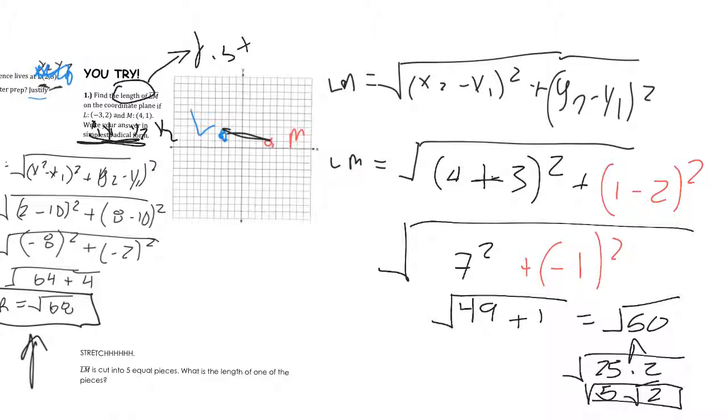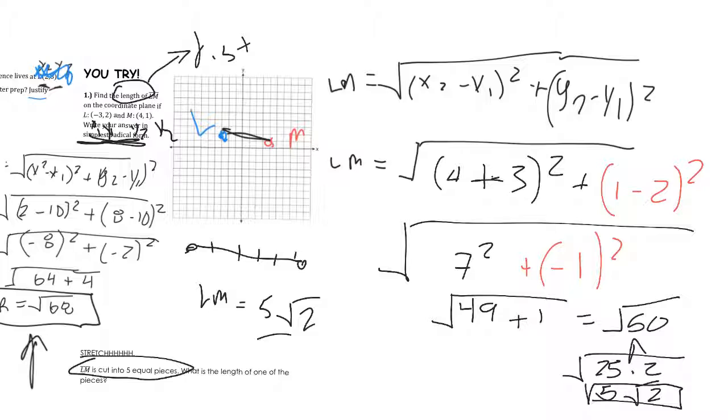Then the stretch question is, what if I cut LM into 5 equal pieces? Well, I know LM is 5 radical 2. That's how long it is. If I want to cut it in 5 pieces, basically I have my line LM. 1, 2, 3, 4, 5. It's terrible, but I'm just dividing it into 5 pieces. I've got to divide by 5. So LM over 5 equals just radical 2.